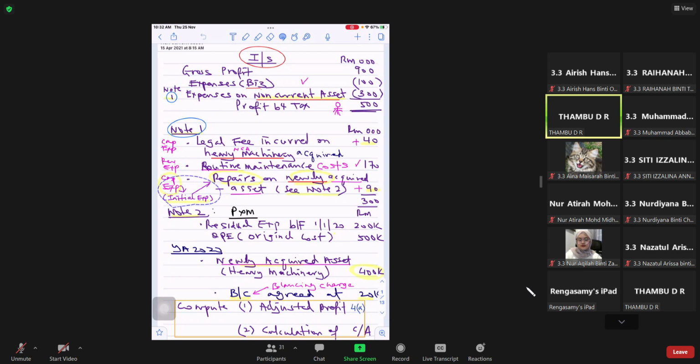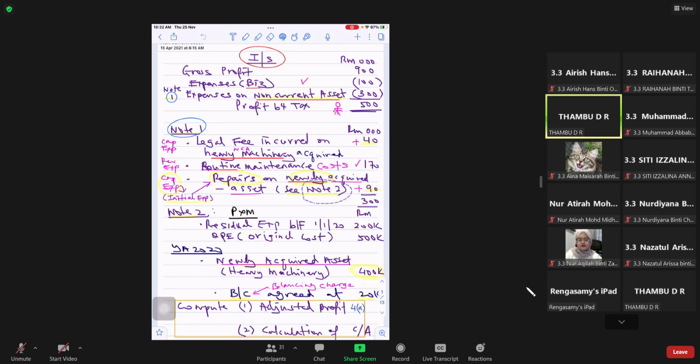Okay, so this one, the question says 300. Ini semua kita kena buang kerana non-current asset. Tapi kena analyze dulu. Soalan kata daripada 390 ialah untuk kita guna sebagai repair. Wang yang kita belanja sebagai repair for a newly acquired asset. New means initial. Initial means capital. Capital means angka ini kita campur kepada newly acquired asset yang ada di sini bawah sini.